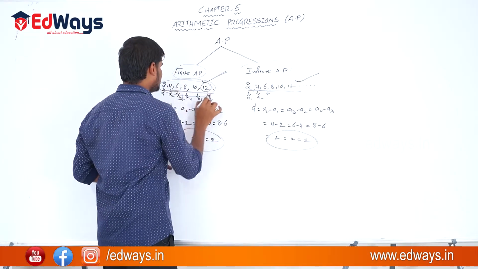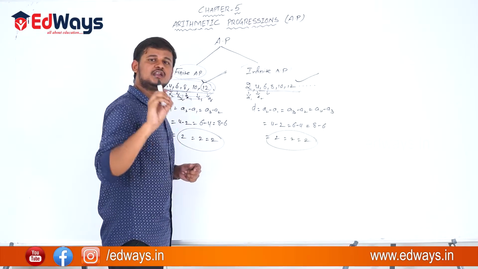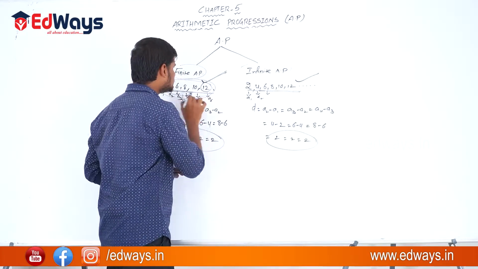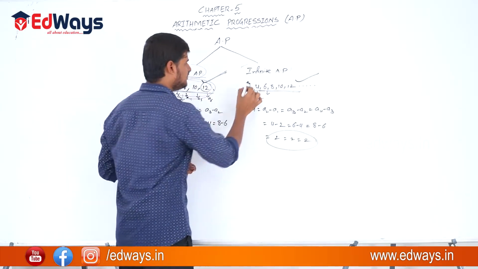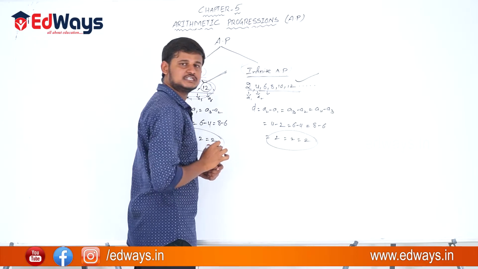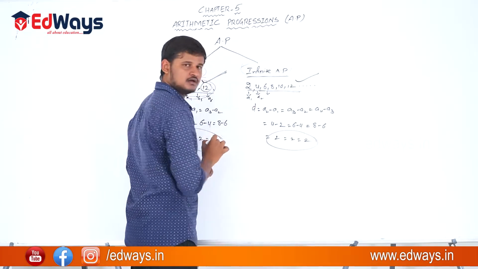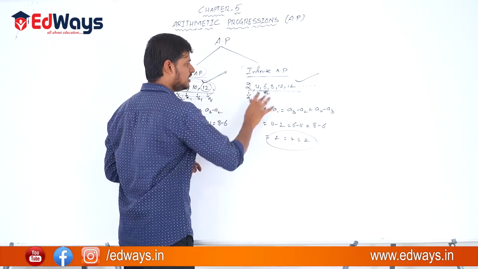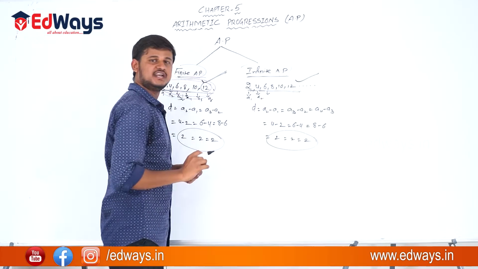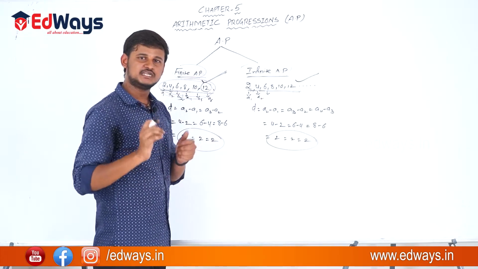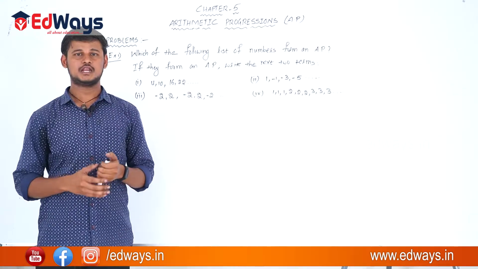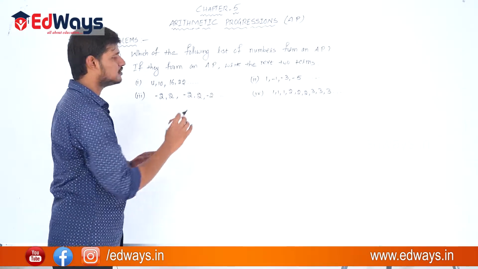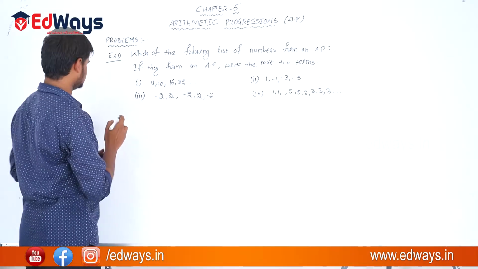So when an AP has fixed numbers, or if you know the last term of that AP, that is called a finite AP. If you don't know the last number or last term of the AP, that is called an infinite AP. Hope everyone is clear with what is a finite AP and what is an infinite AP. Now let us solve some basic problems related to arithmetic progressions.